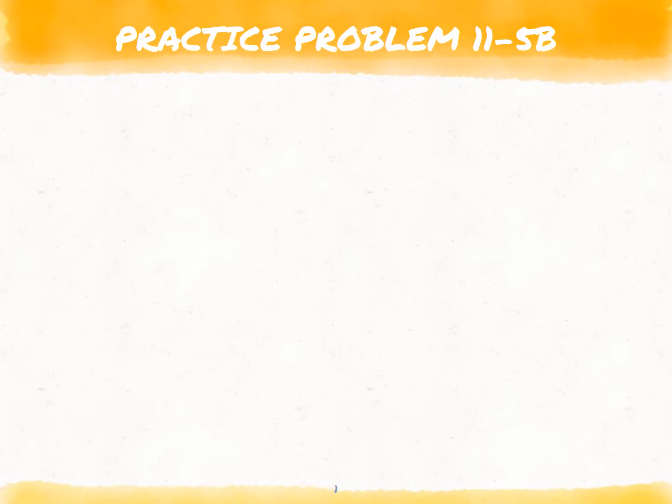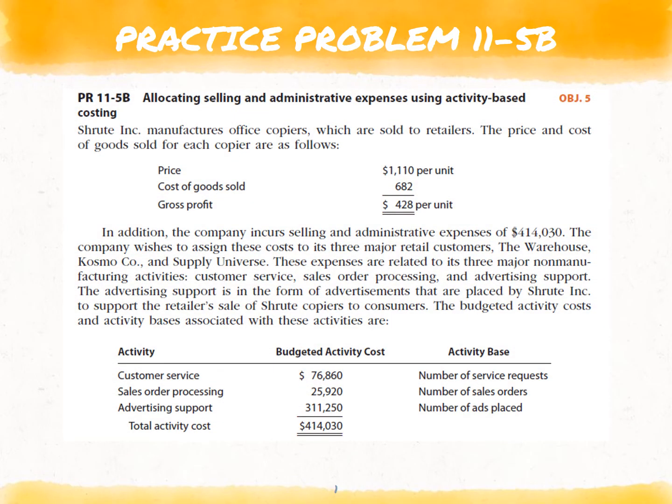Practice problem 11-5B. Allocating selling and administrative expenses using activity-based costing. Shroot Incorporated manufactures office copiers which are sold to retailers. The price and cost of goods sold for each copier are as follows. Price $1,110 per unit and cost of goods sold $682 with a gross profit of $428 per unit.